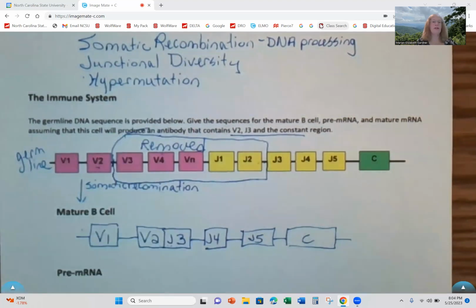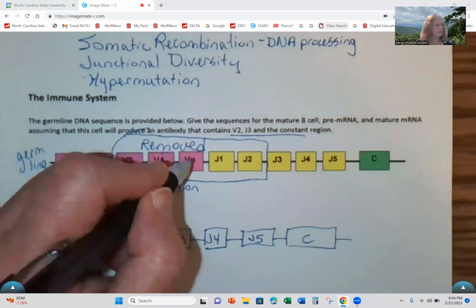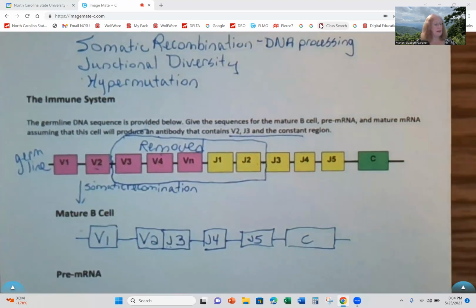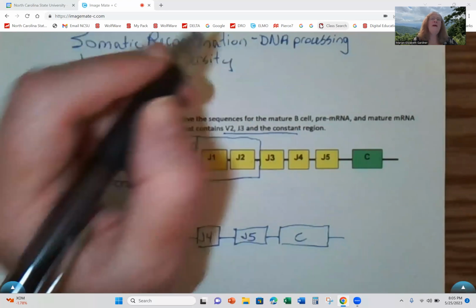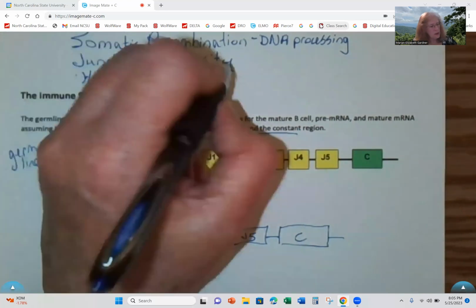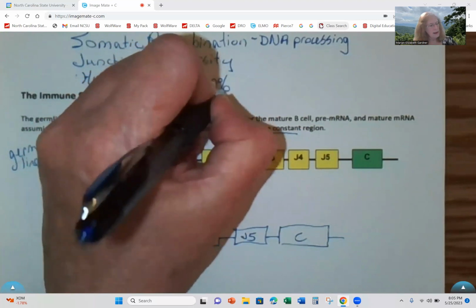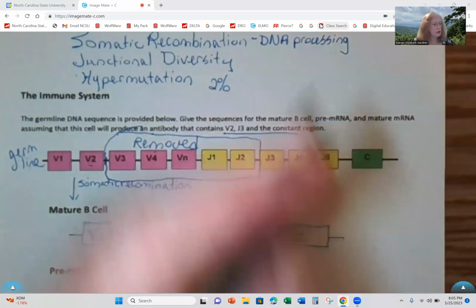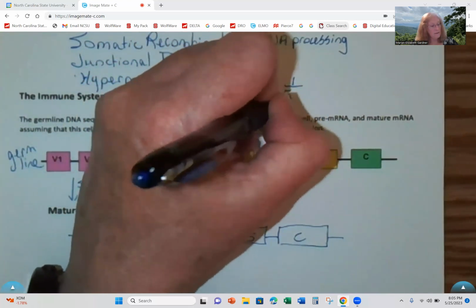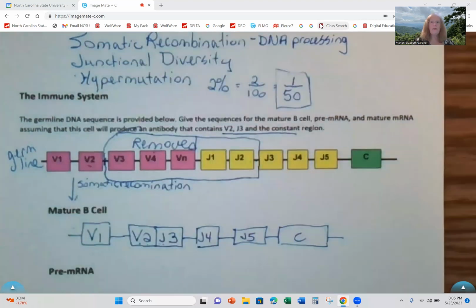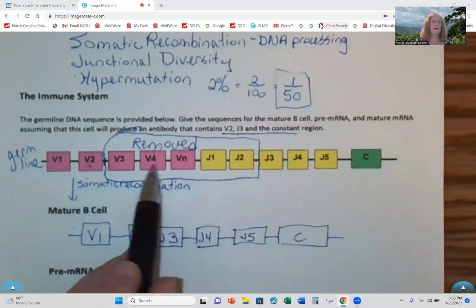The other part is hypermutation. Hypermutation only occurs in the variable region. So since V2 is the only variable region in our antibodies, we would be concerned about hypermutation in the V2 area. Normally we get maybe a 1 in 100,000 mutation rate. The mutation rate in the variable region of these genes is 2%, which is like 2 in 100 or 1 in 50. That's a lot higher than 1 in 100,000. So a huge amount of mutation is going on in these variable regions.